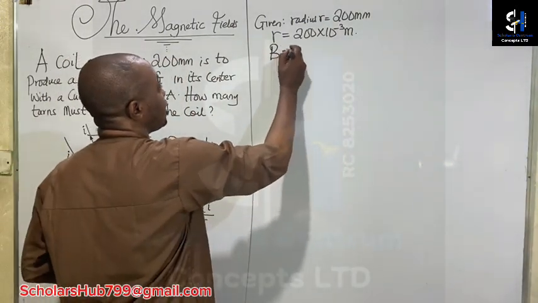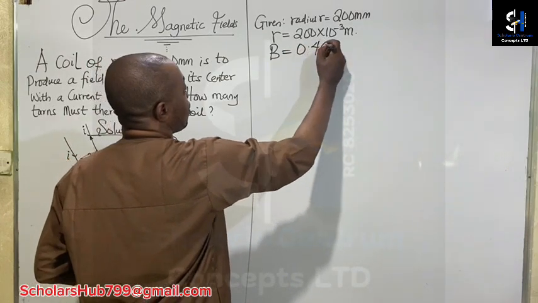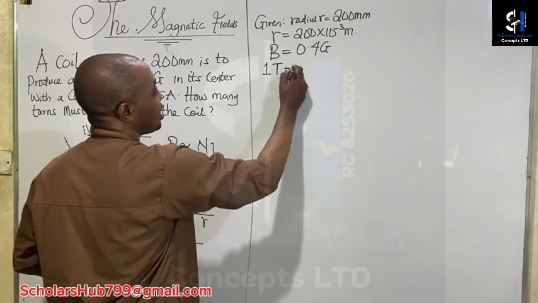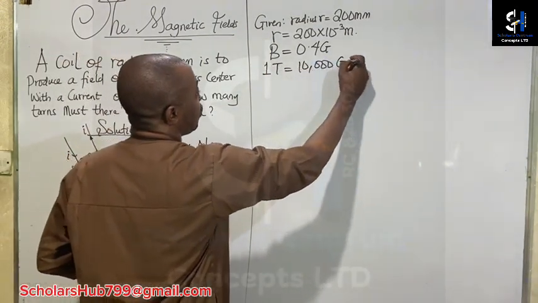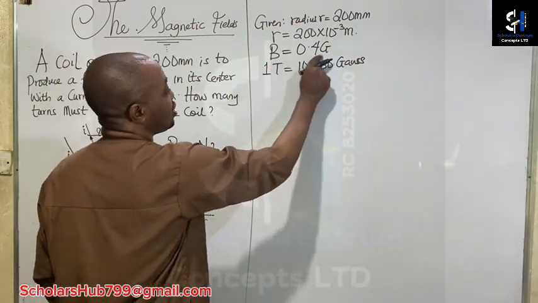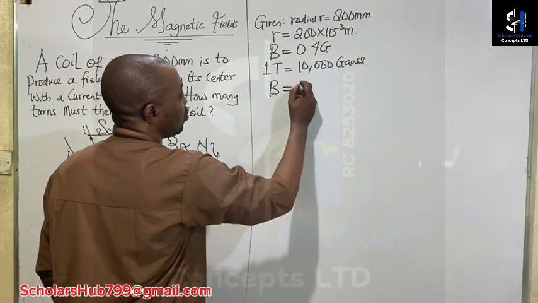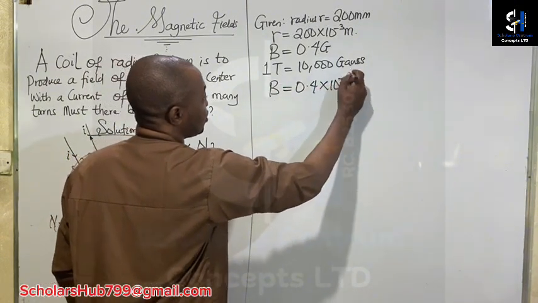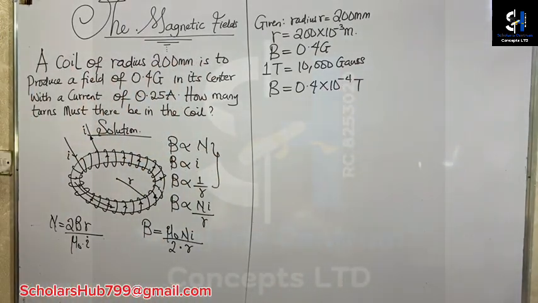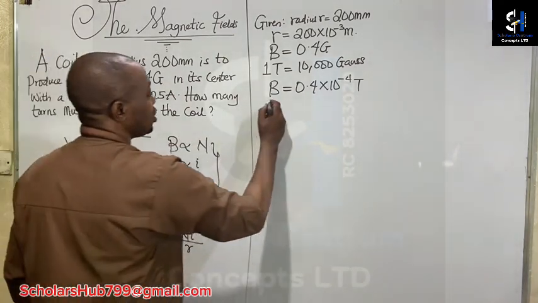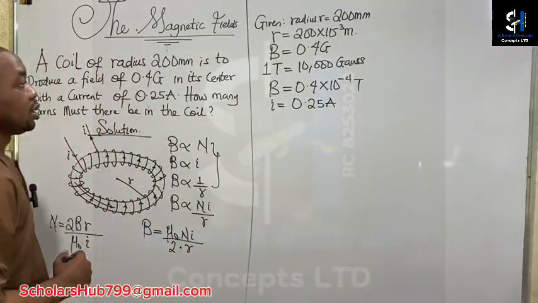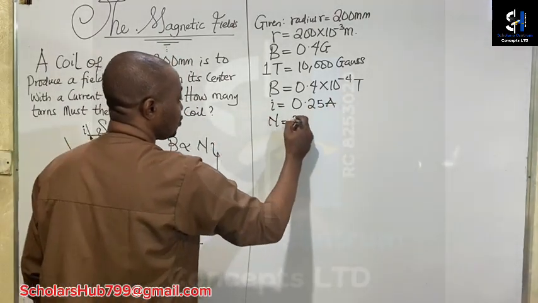Then the magnetic field. We are given the magnetic field to be 0.4 Gauss, so we need to convert this to Tesla. Please note that 1 Tesla is 10,000 Gauss. To convert to Tesla, we have B equals 0.4 multiplied by 10 raised to the power of -4, so the unit becomes Tesla. We are also given the current entering the coil, which is 0.25 amperes. Now we want to calculate the number of turns.